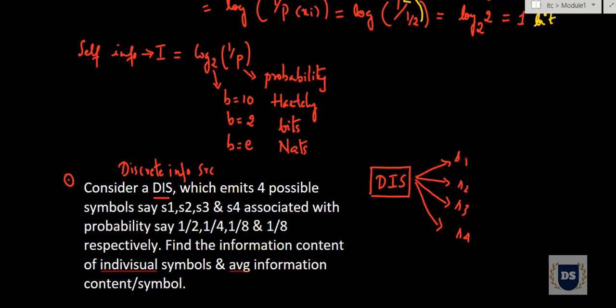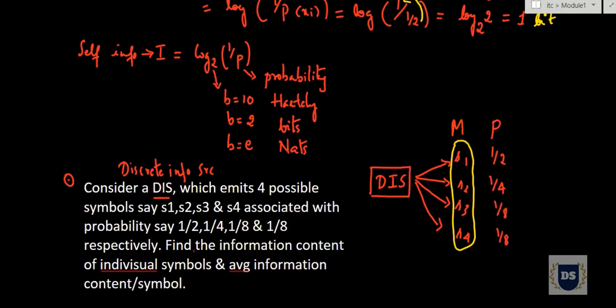The set of all four symbols can be thought of as the source alphabet, represented with capital M, containing all these symbols. Each of these symbols is associated with its own probability: S1 has probability 1/2, S2 has 1/4, S3 has 1/8, and S4 has 1/8.